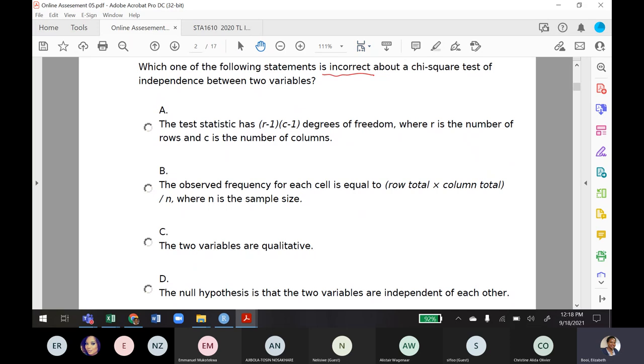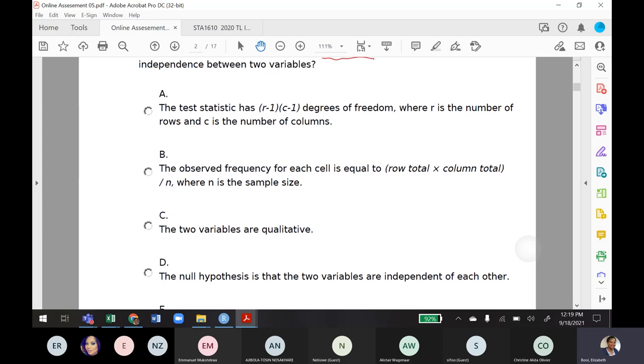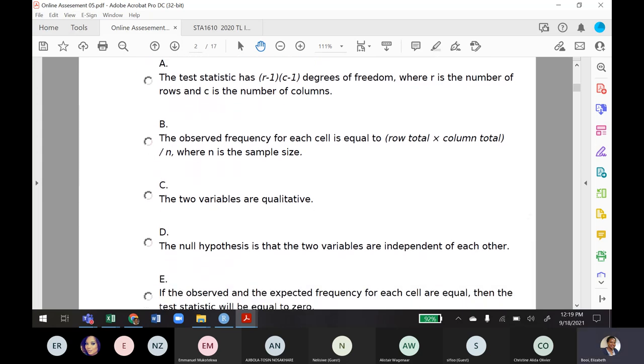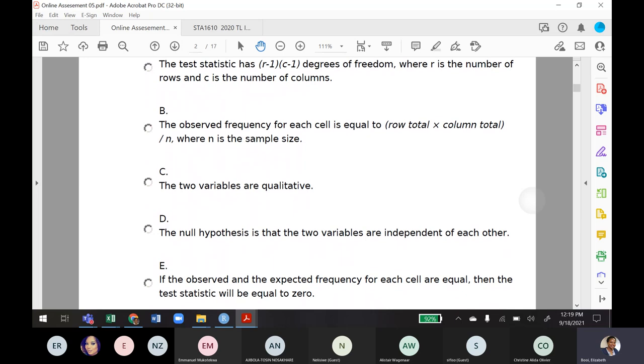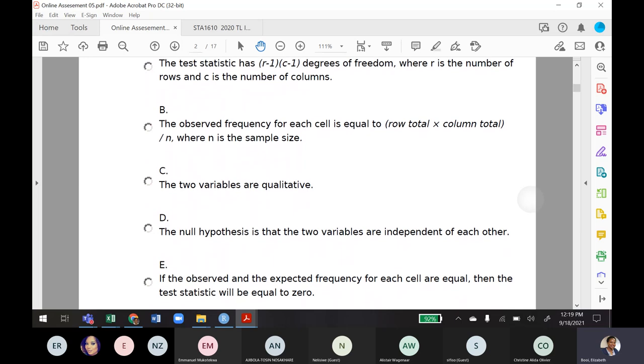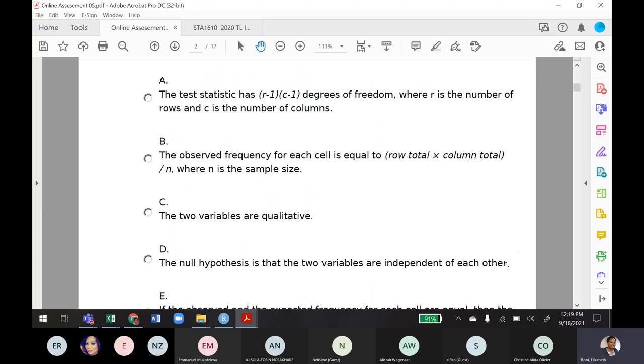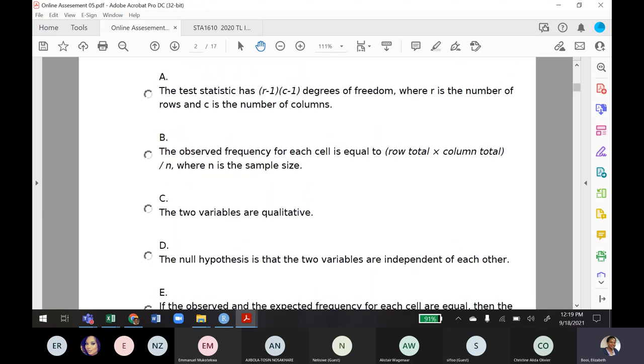The observed frequency for each cell is equal to the row total times the column total divided by N, where N is the sample size. The two variables are qualitative. The null hypothesis is that the two variables are independent of each other. If the observed and the expected frequency for each cell are equal, then the test statistic will be zero. Which one of the following statements is incorrect?